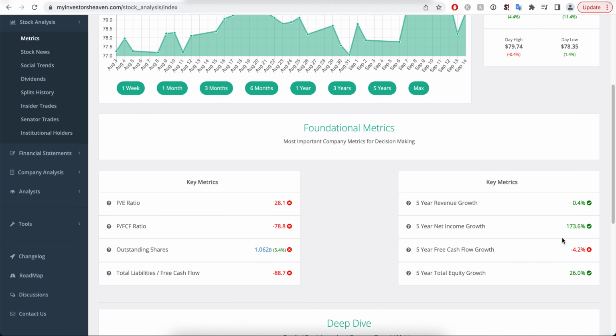Now, the net income has been growing as we saw, but recently going down, and the free cash flow is in the negative. This is a very, very bad sign for the company. The total equity growth is growing a little bit, but remember they are also issuing some shares over here.